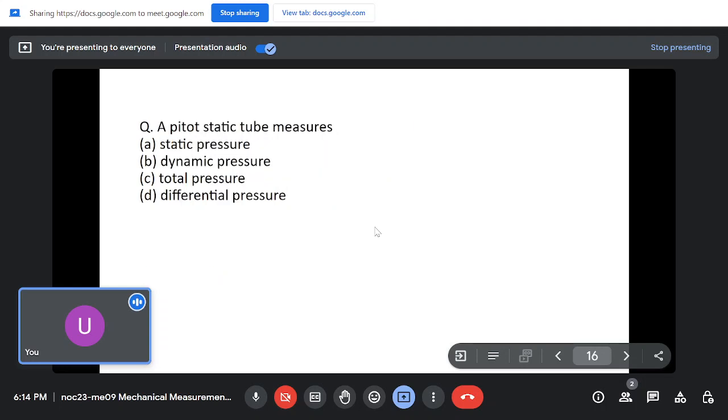So moving on to the next question, we have: a pitot static tube measures A, static pressure, B, dynamic pressure, C, total pressure, and D, differential pressure.